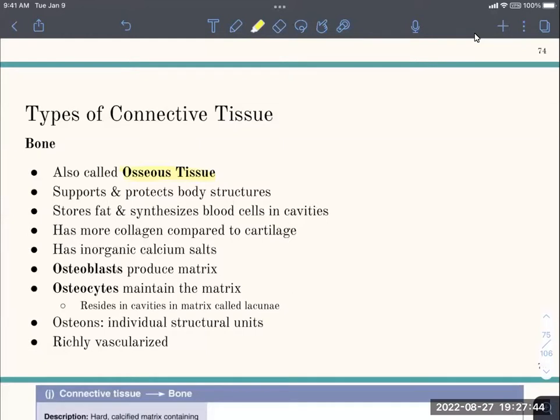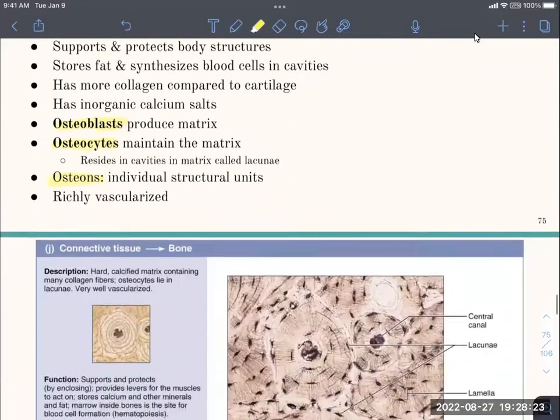They have a lot more collagen than cartilage. They have inorganic salts. Their matrix is produced by osteoblasts, and those sit on the cell surface, while osteocytes will sit in the lacunae, and they maintain the matrix of this bone. Bone is arranged into what are called osteons. We'll look at those more when we get to bone tissue later. Bone also has a lot of blood vessels, so it is very, very richly vascularized.